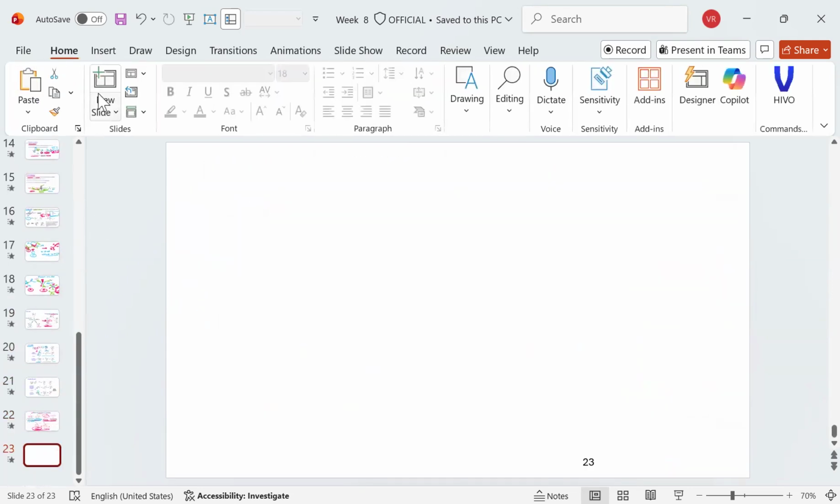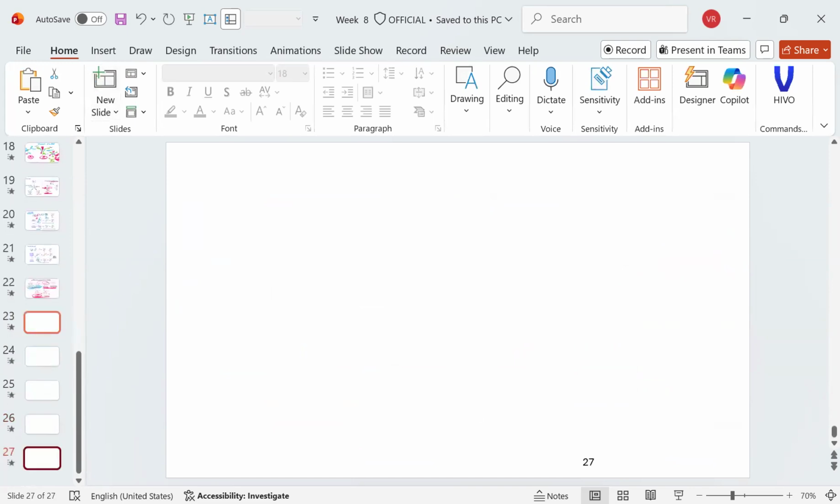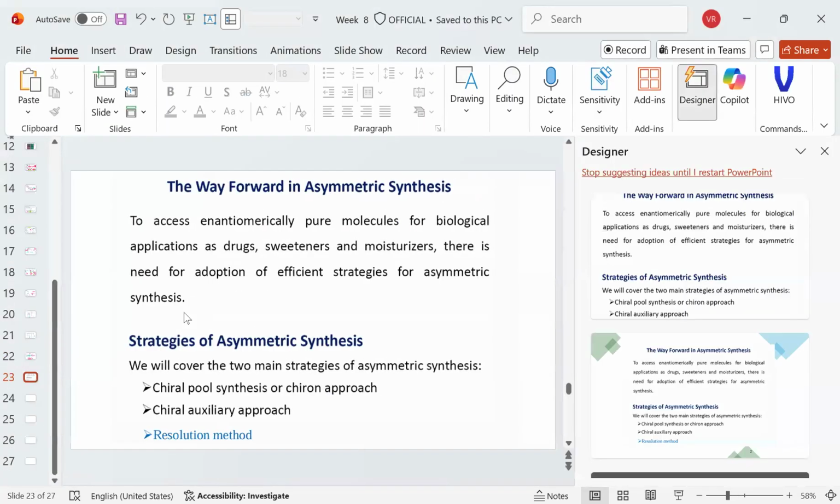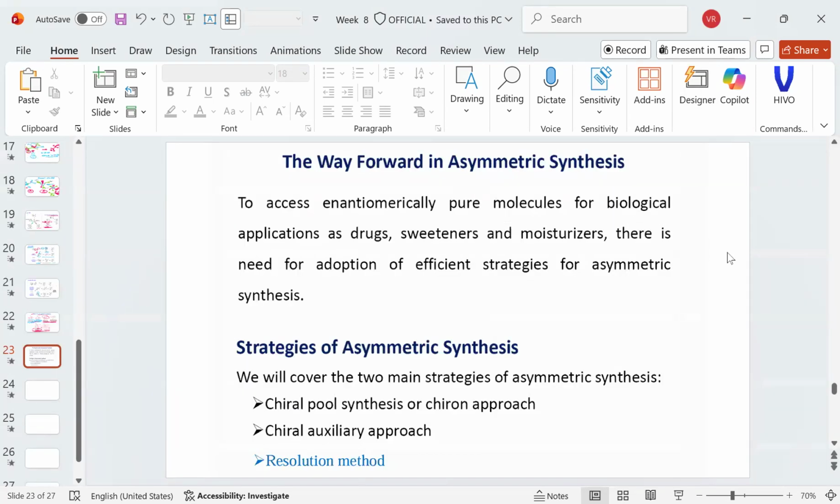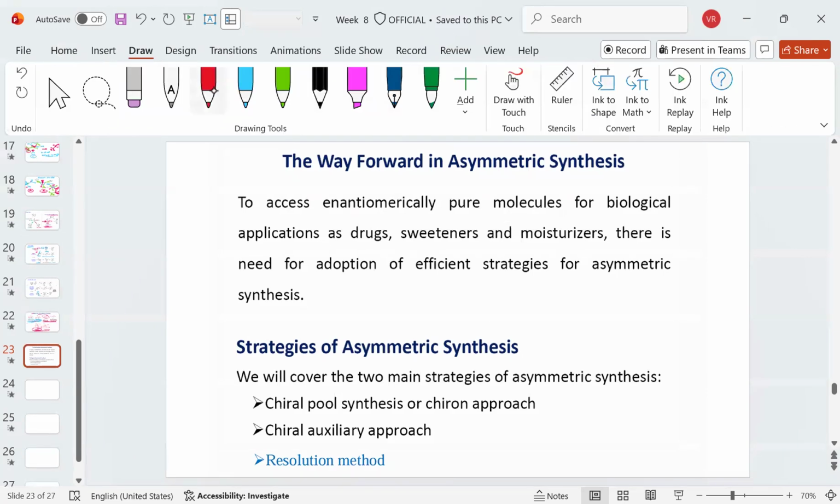asymmetric synthesis. So I will add some slides here. How is asymmetric synthesis generally done? Before directly moving to the retrosynthesis problems based on asymmetric synthesis, we need to understand how asymmetric synthesis works. Then only can we solve the problems which involve retrosynthesis, which involve the chiral centers.